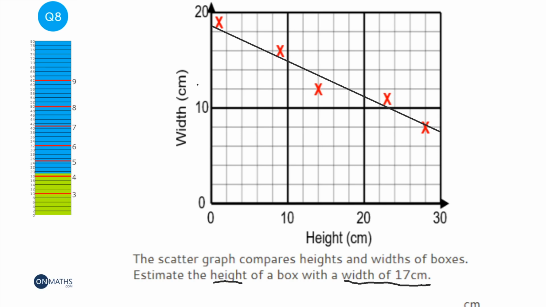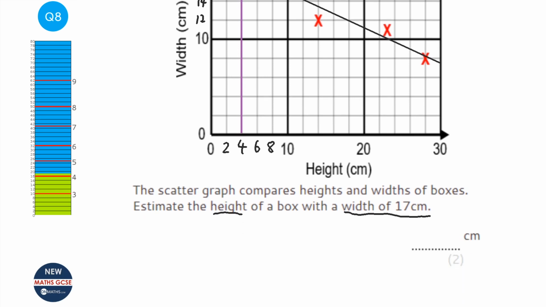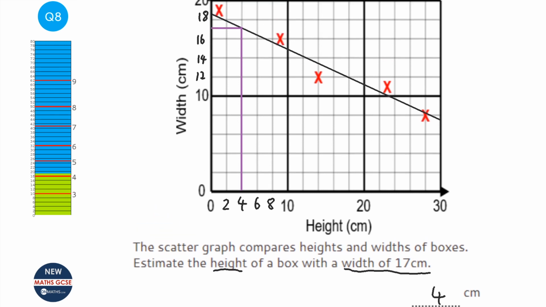So we've got to check the scale first, and it seems like it's going up in 2s. So let's just check that. Yep, it's going up in 2s. So what I want to do is draw a line across at the width of 17, which will be roughly here. I'm going to stop when it hits the line of best fit, and I'm going to draw a line down, and I'm going to read off what that is. Well, this scale is also going up in 2s, I think. Yep, it is. So the estimate of the height would be 4 centimeters.